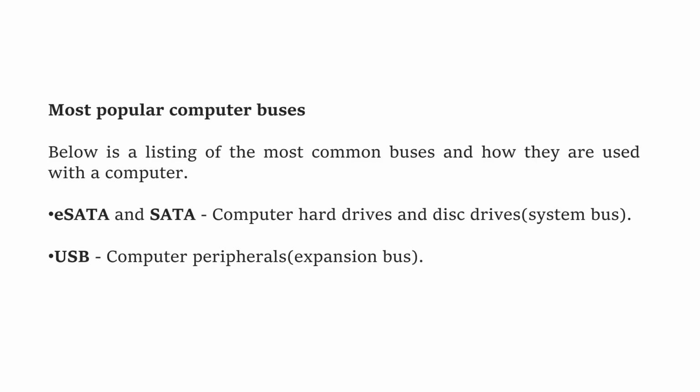Now we can see the most popular computer buses that are used nowadays, and eSATA, that is external serial attachment. These and SATA are the system buses that enable communication between the computer system and the hard drives and the disk drives. And the USB is an expansion bus, or we can say it is an external bus that enables communication between the computer system and its peripherals.